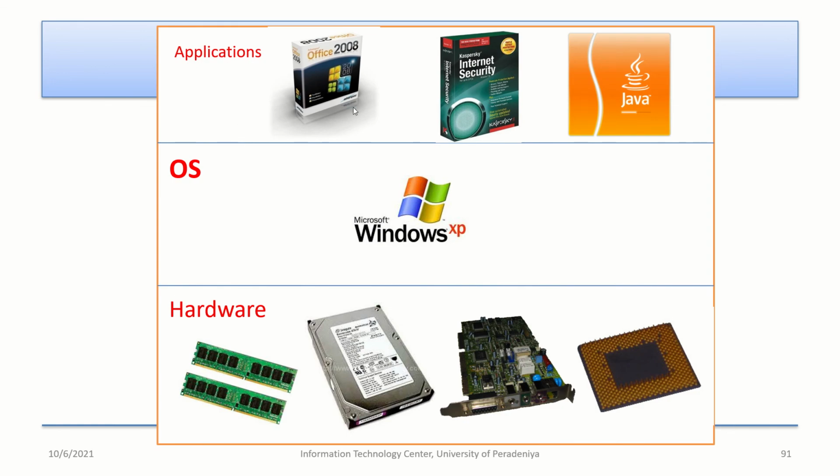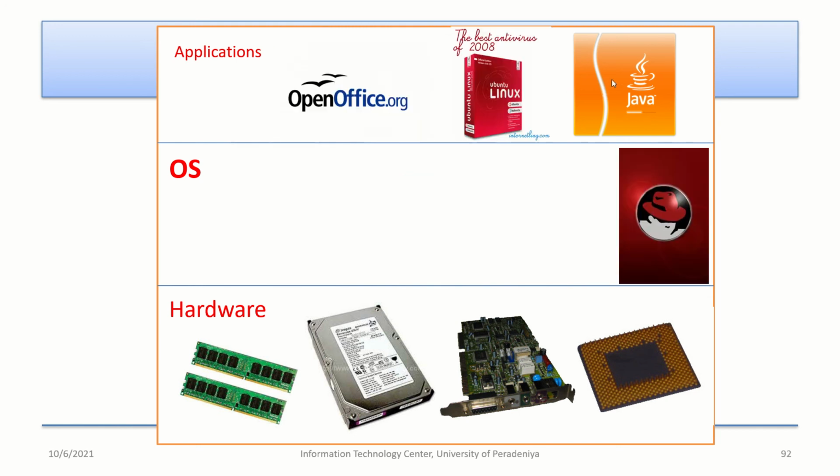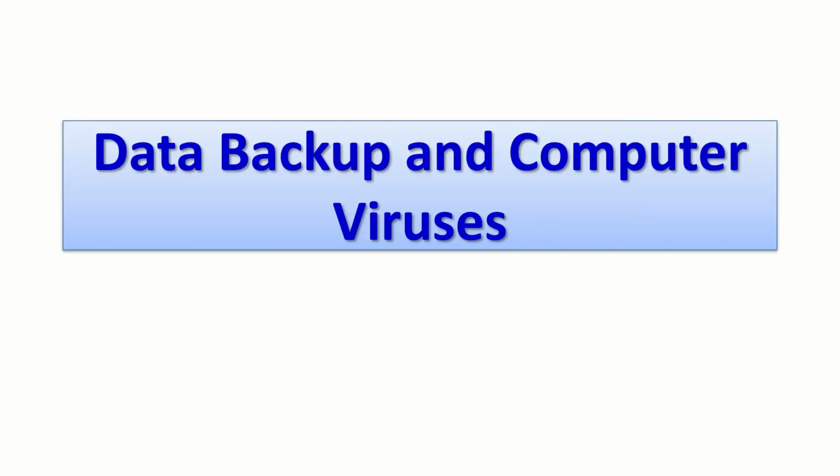These are the sample software. So hardware: hard disk, motherboard, processor, and the main memory RAM. And then this is an example for operating system, Windows. So this is Windows XP, and on top of Windows XP, we can install these applications: office package, virus guard, and some programming languages. Here we have the Linux operating system, and here also we have application software like OpenOffice, Ubuntu Linux, antivirus, and Java programming language, right? Likewise, on top of the operating system, we can have application software.